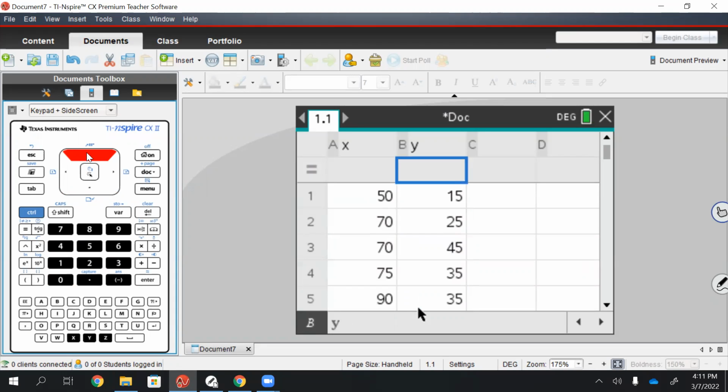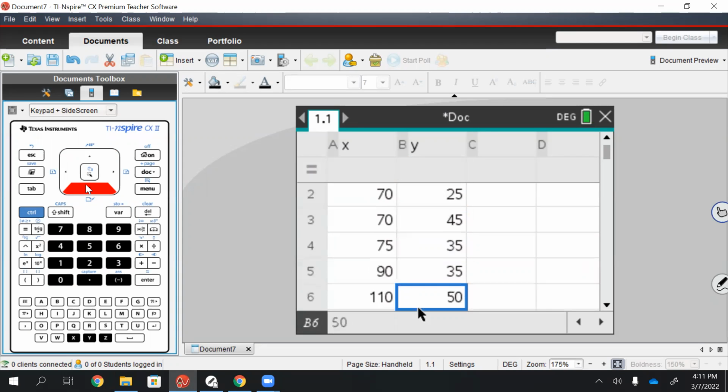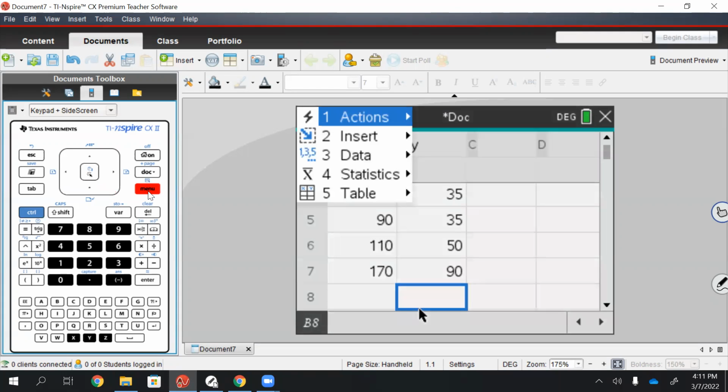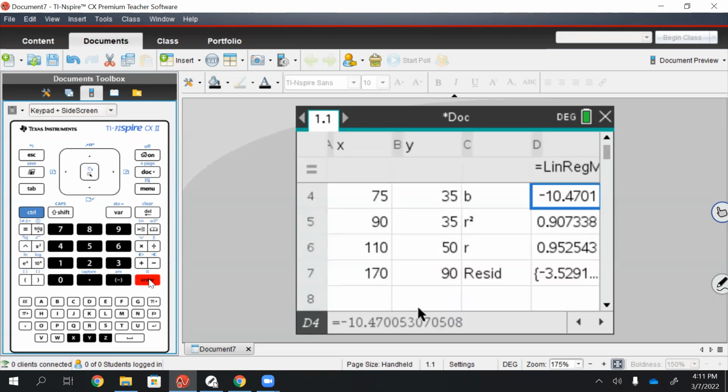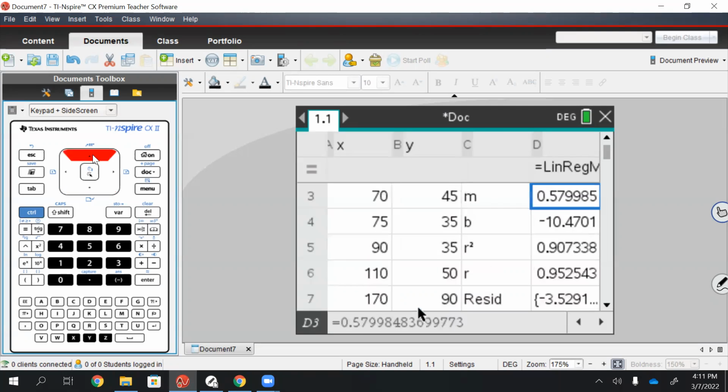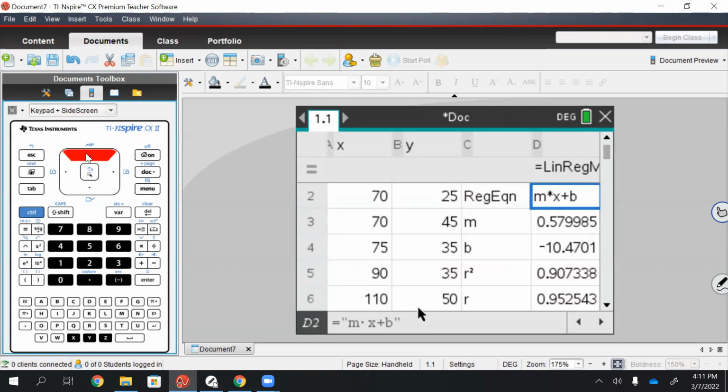Okay, so 50, 15, 70, 25, 70, 45, 75, 35, 90, 35, 110, 50, and 170, 90. Okay, and then get to a blank spot and then now go menu 4, 1, 3. X down, Y down, enter. And let's go check. Now we kind of have to press the up arrow so we can see our M, okay? But we have our M and our B, and that's what we need to write our equation.